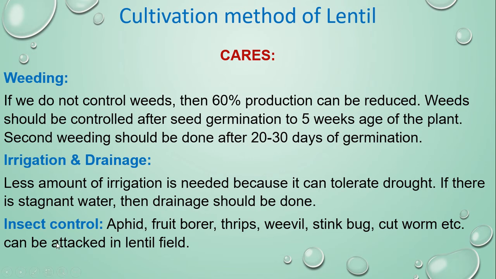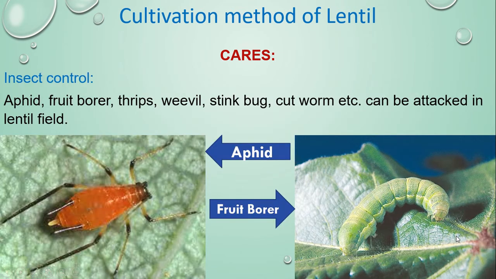Insect control. There are some harmful insects for lentil, which are aphid, fruit borer, thrips, weevil, stink bug, cutworm, etc. They can attack the lentil field. Have a look at some insects in the lentil field, which is the aphid, which looks like this, reddish in color or brick red color.